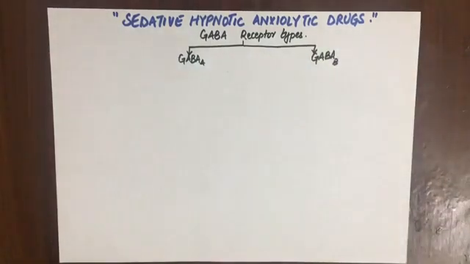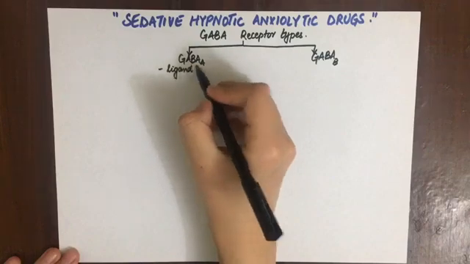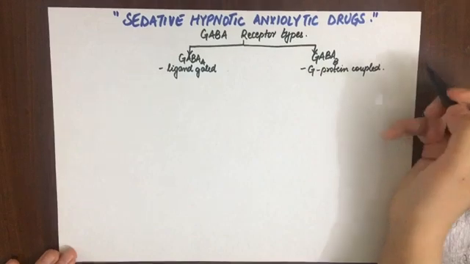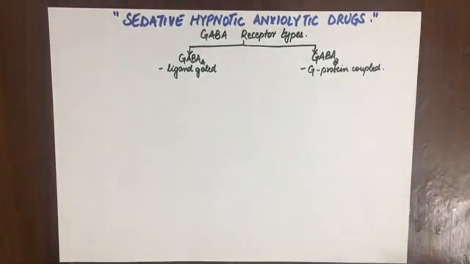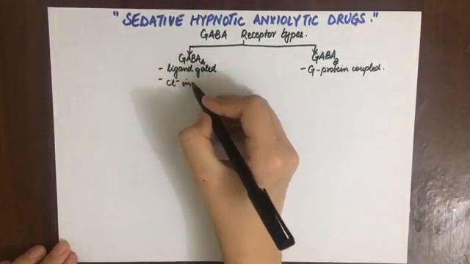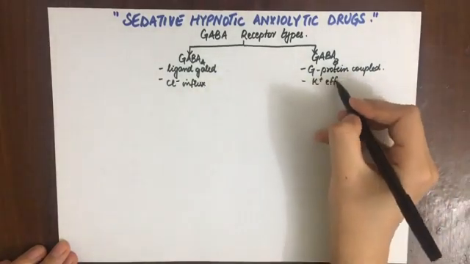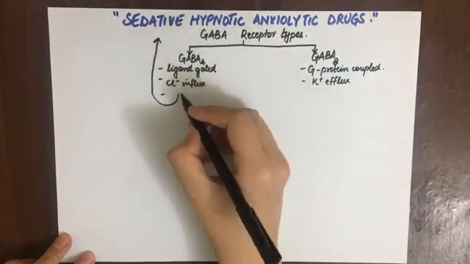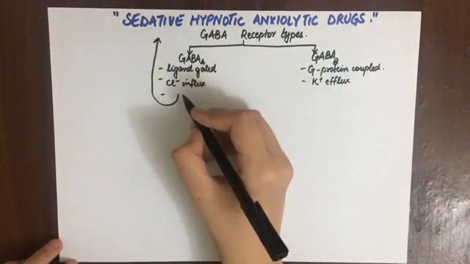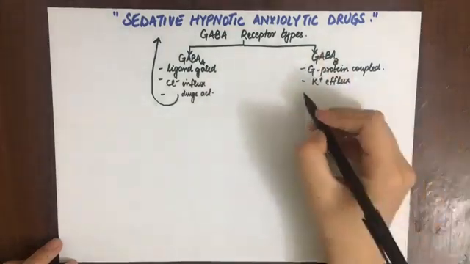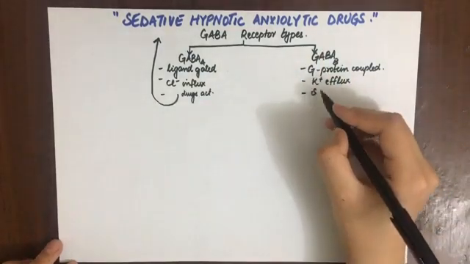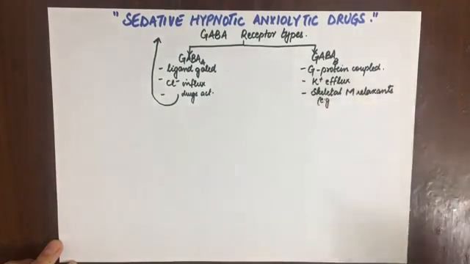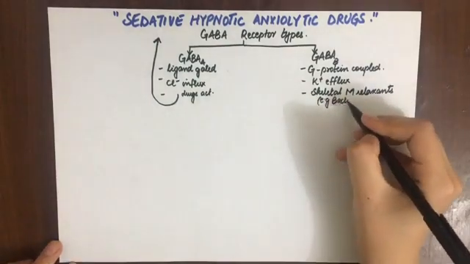What we want to talk about here are the GABA A subtype, but just for the sake of completeness, we'll show the GABA B receptor too. GABA A is ligand gated, while GABA B is G protein coupled. GABA A on stimulation causes chloride influx leading to hyperpolarization, while GABA B causes potassium efflux leading to hyperpolarization. Now the sedative, hypnotic, anxiolytic drugs act on the GABA A receptor, while skeletal muscle relaxants act on the GABA B receptor, which is a topic for another day.